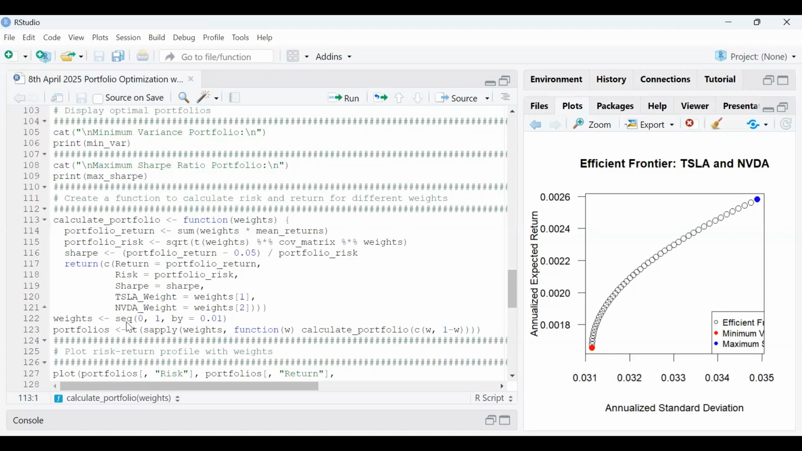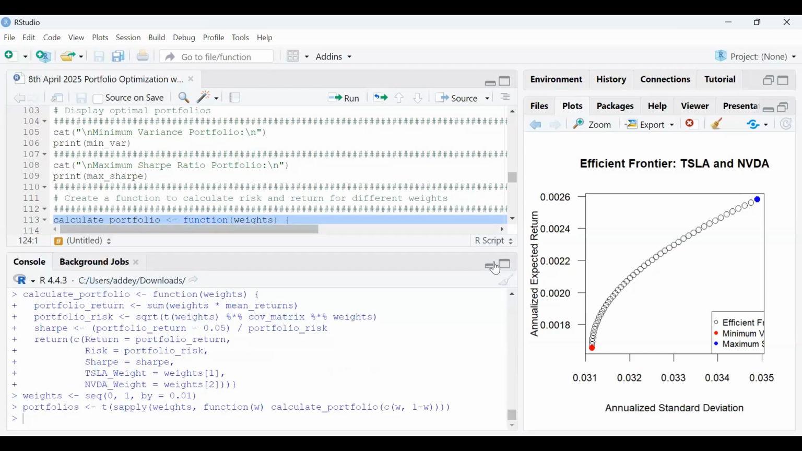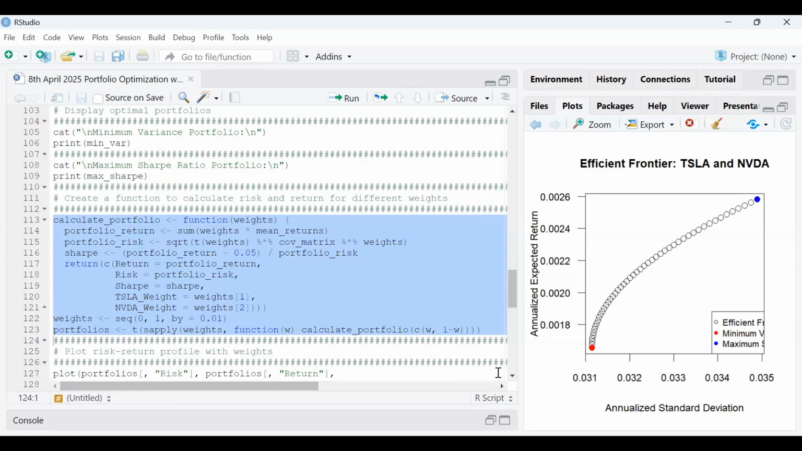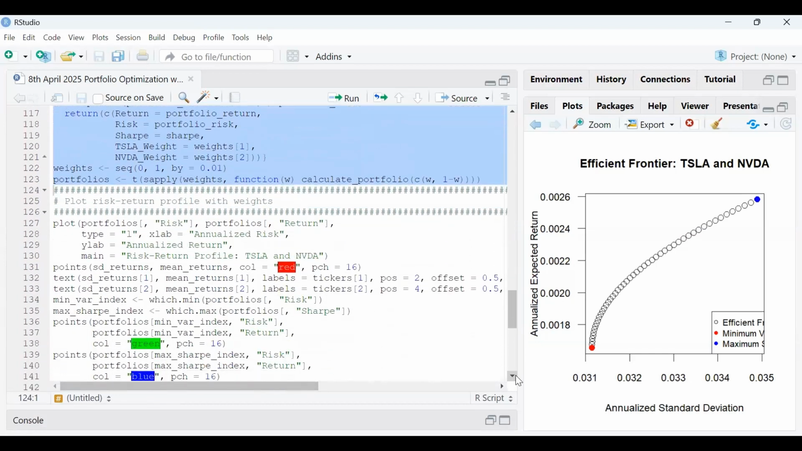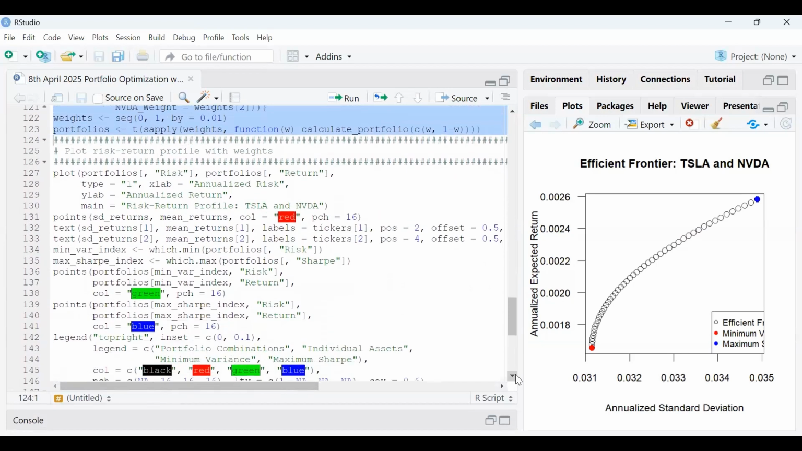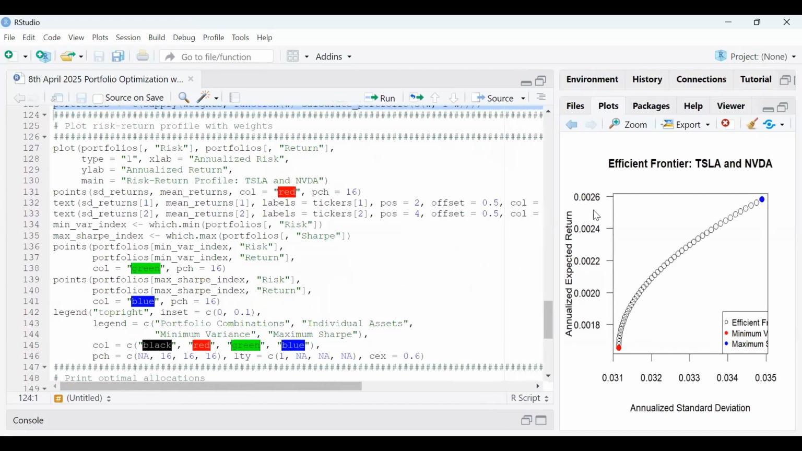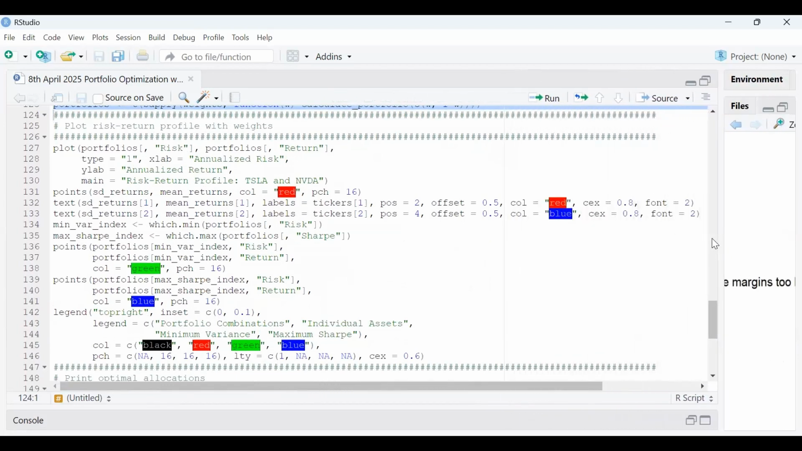Then I compute my returns. So I say the weight should range between 0 and 1, with an increment of 0.01. So I compute the weights, and then I use the apply function to show them. Now that I have that, I want to plot the risk-return profile. For me to plot it, I'll show the codes before I move on. These are the codes for me to plot.